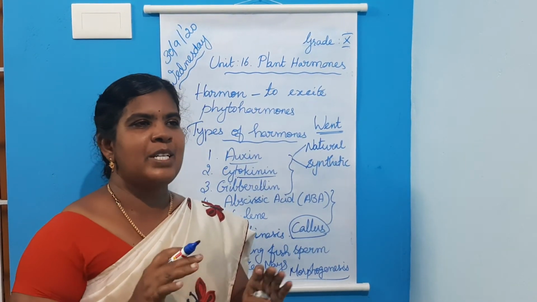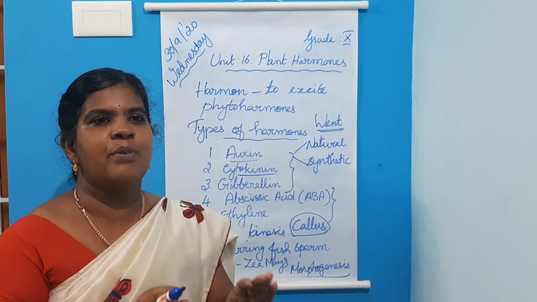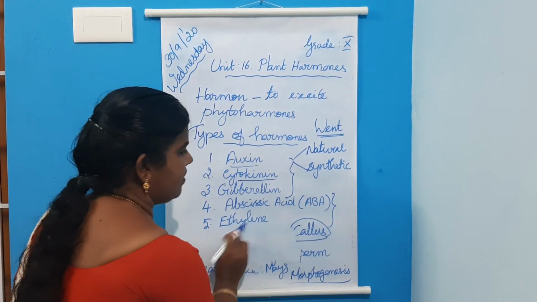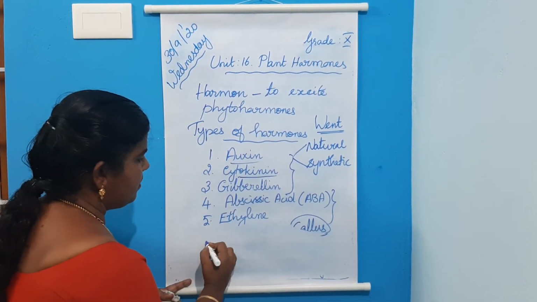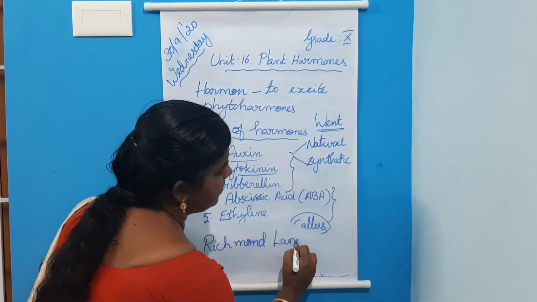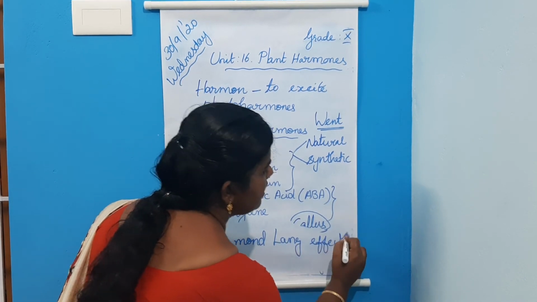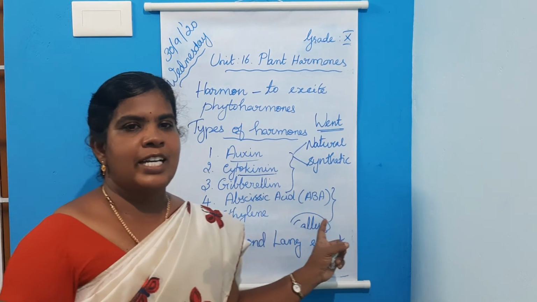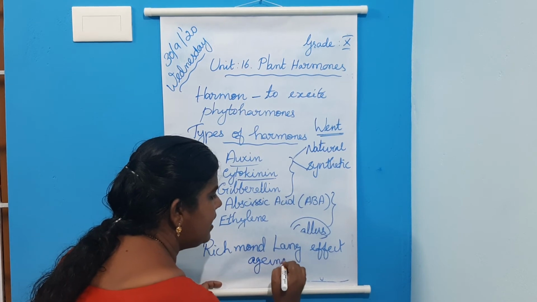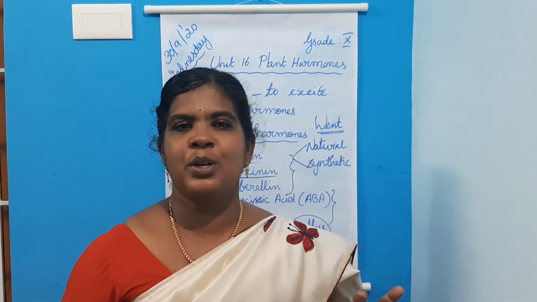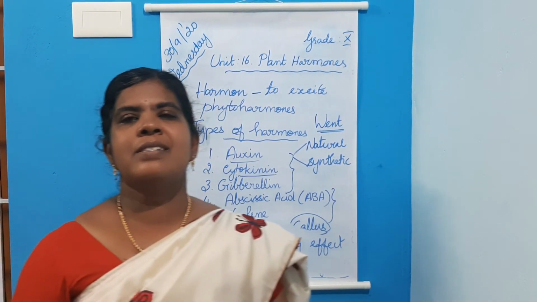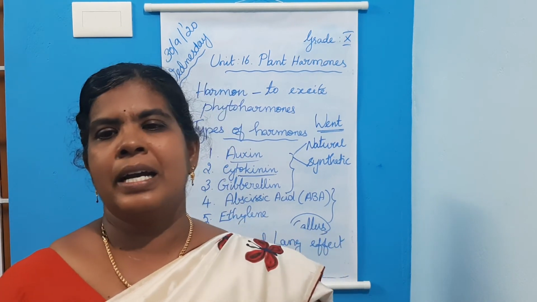Next, application of cytokinin delays the process of aging in plants. That is called the Richmond-Lang effect. What is the Richmond-Lang effect? Application of cytokinin delays the process of aging in plants. So these are the physiological effects of cytokinin.